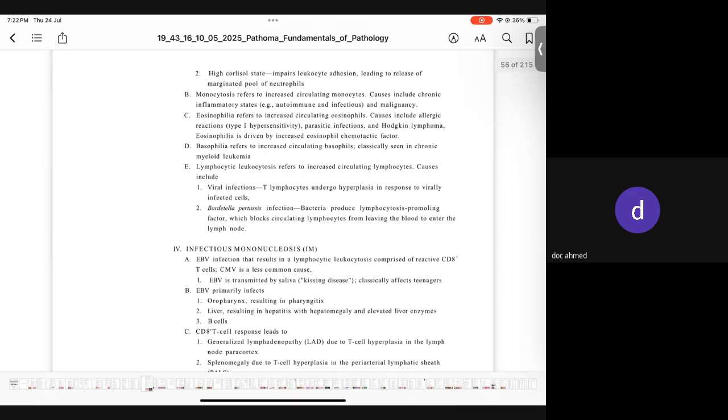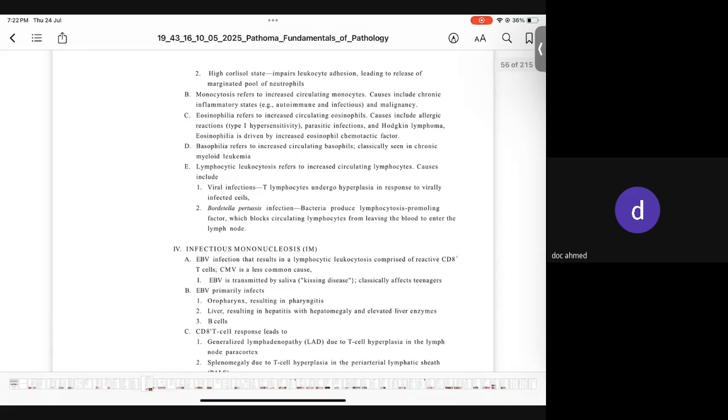But the only bacteria which increases the T cells, really important, is Bordetella pertussis, because it has something called lymphocytosis promoting factor which would increase the level of T cells. So speaking generally, T cells basically fight against viral and fungal infection. But the only bacteria which would increase the T cells is Bordetella pertussis. Is it clear? Yes, sir.